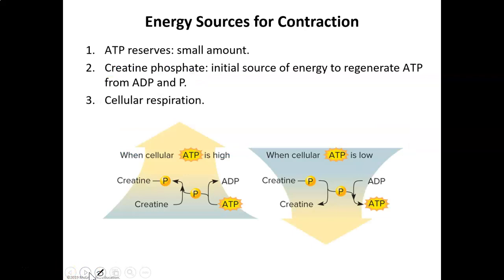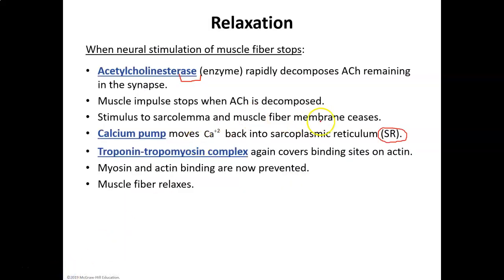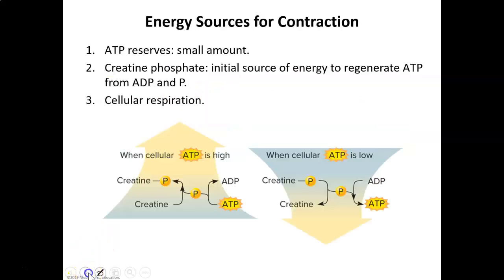You got to have energy for this. Remember, yes, I'm going to go back here. You have to have calcium, of course. Yes, we all know about the calcium. Calcium's not enough. What else do you have to have? You have to have ATP. Okay? So when ATP and calcium are present, you're going to get a contraction.